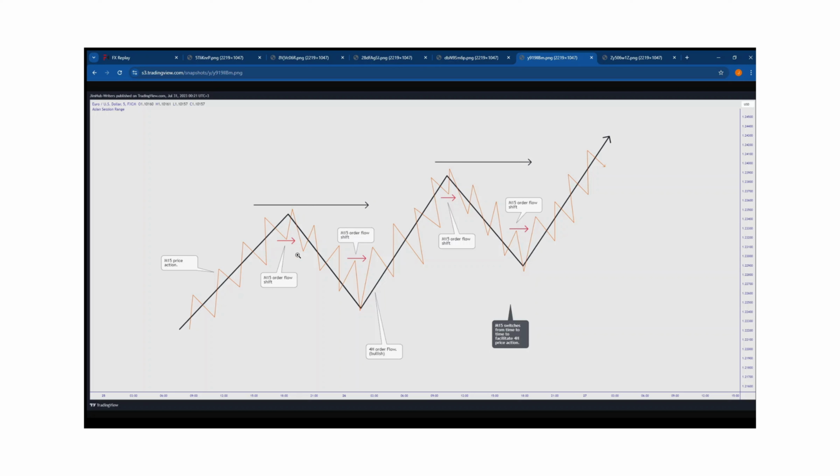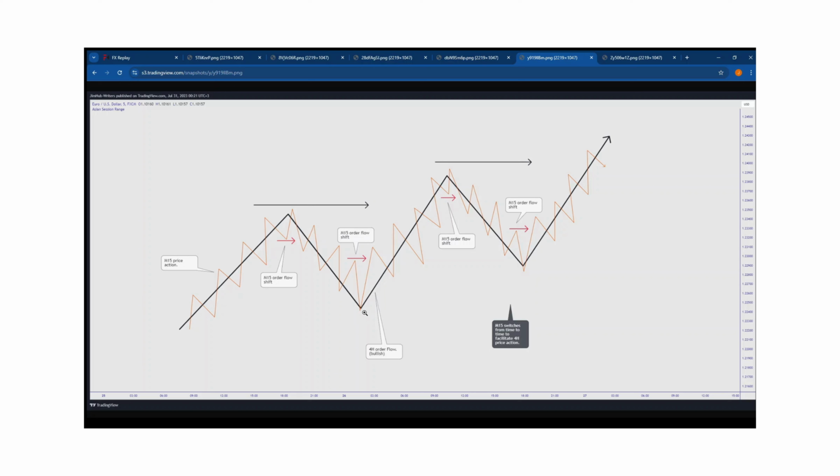But when the H4 wants to pull back, the M15 will shift bearish, symbolized by this break, the red arrow, M15 switching bearish, to play the counter, the pullback of the H4.